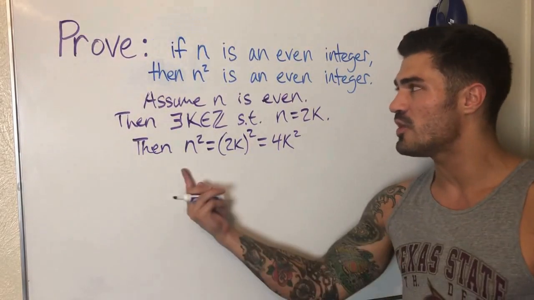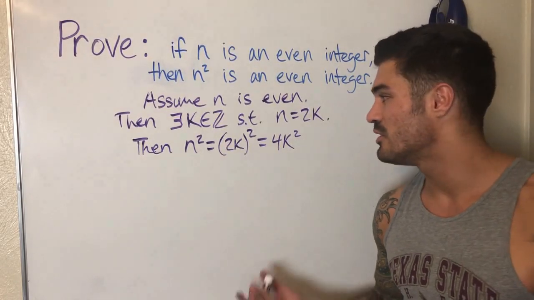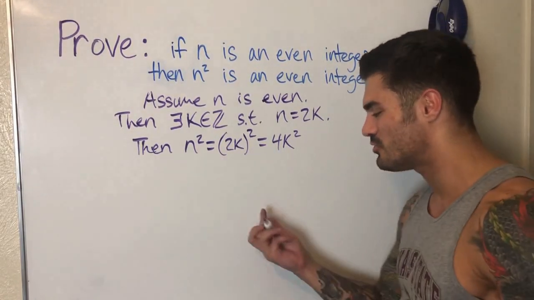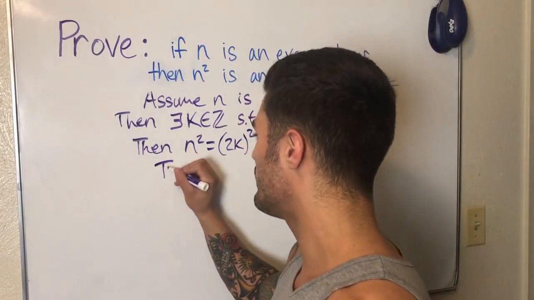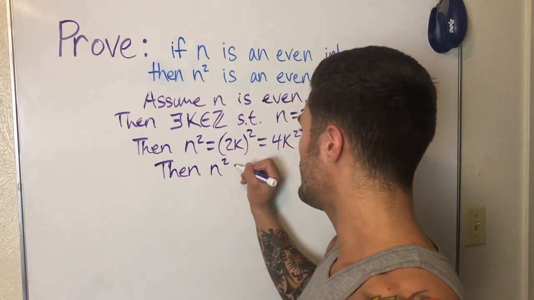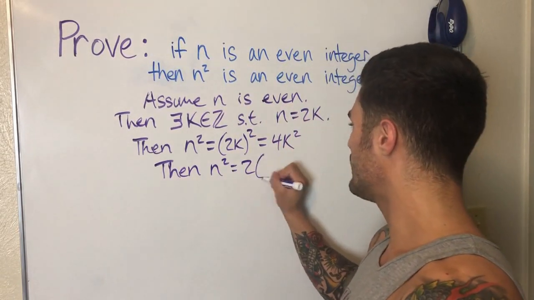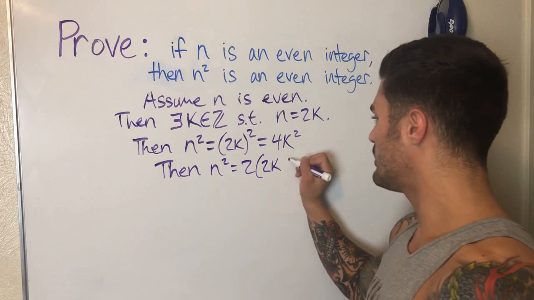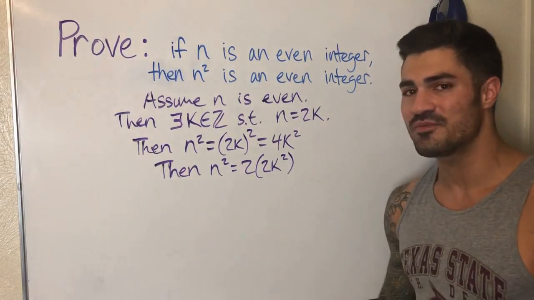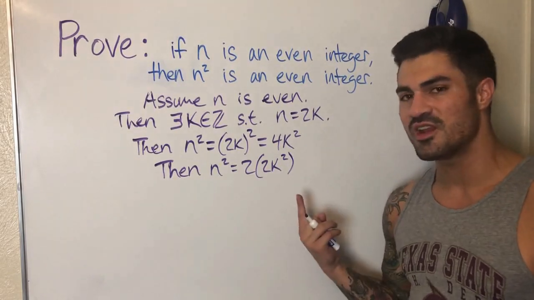So now what? I want to show n squared equals 2 times an integer. Well, I can factor out a 2 from this 4 because 4 is divisible by 2. We learned that a little bit earlier. Well, we probably already knew that. We just reminded ourselves of that. Then n squared equals 2 times 2k squared. Which means I have n squared equals 2 times something. I'm done. Wait, I need to make sure this is an integer.